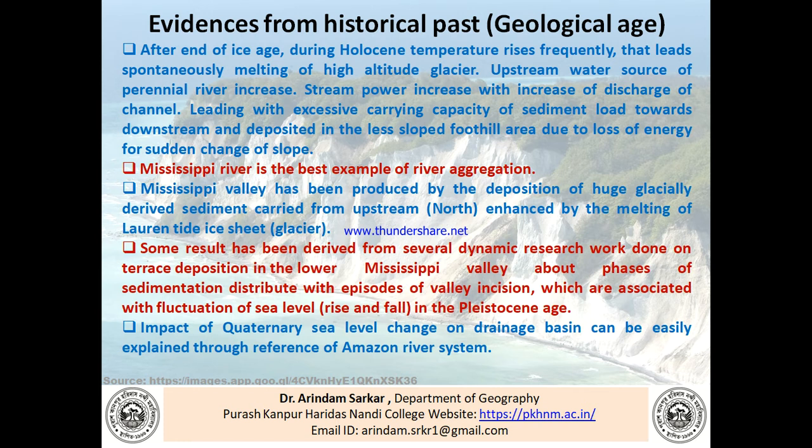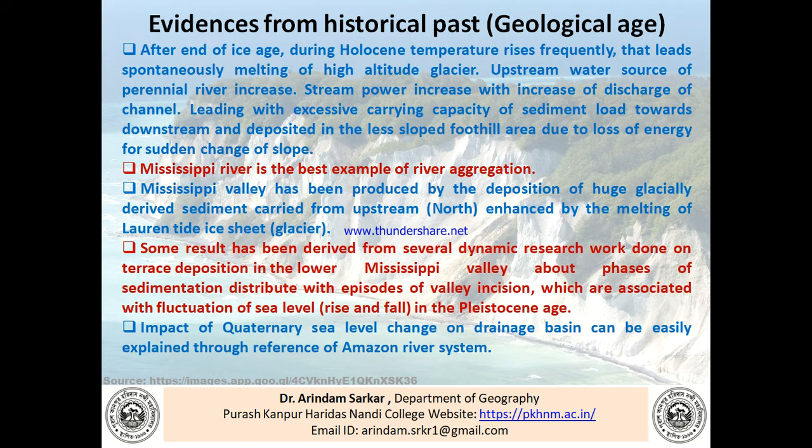The Mississippi River is the best example of river aggradation. The Mississippi Valley has been reproduced by the deposition of huge glacially derived sediments carried from the upstream, that is, in the north, enhanced by the melting of the Laurentide ice sheet. Some results have been derived from several dynamic research works done on terrace deposition in the lower Mississippi Valley about phases of sedimentation interrupted by episodes of valley initiation, which are associated with fluctuation of sea level, that is, rise and fall in the Pleistocene age.